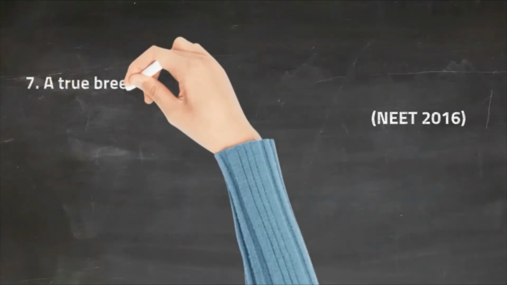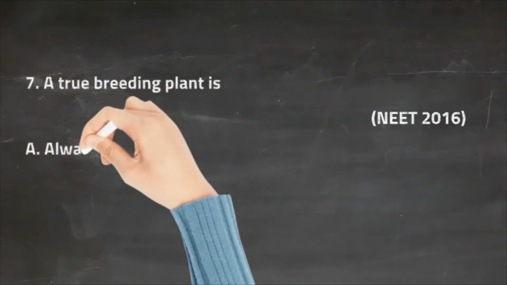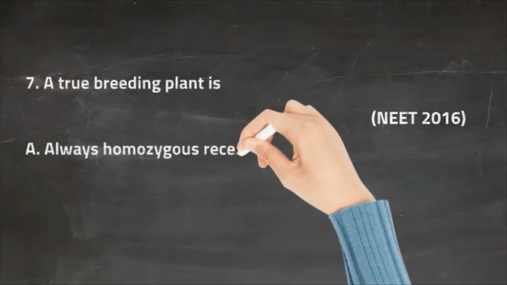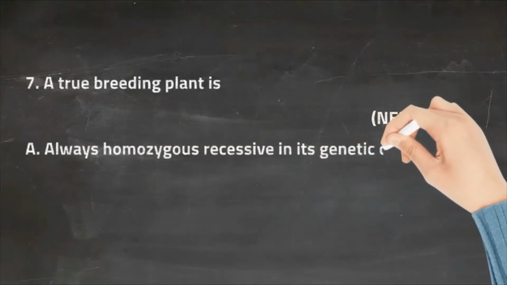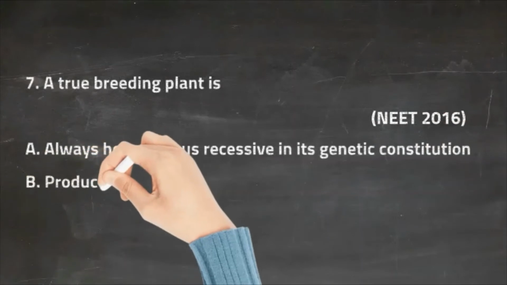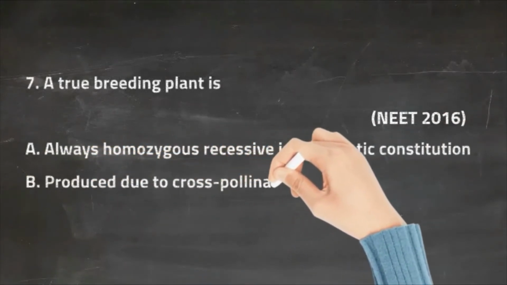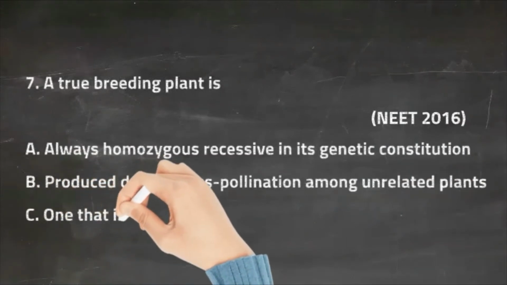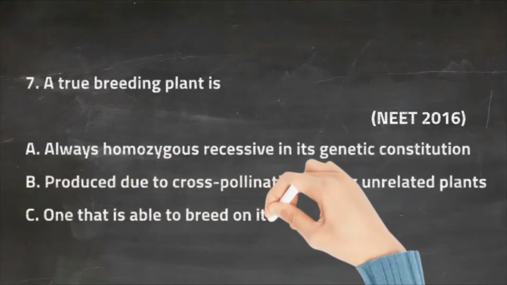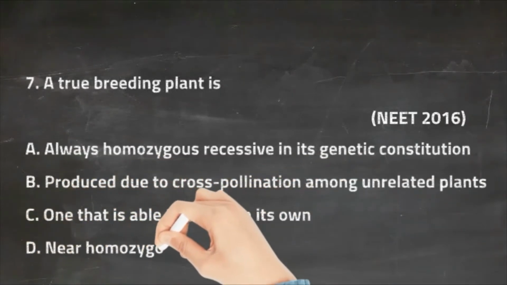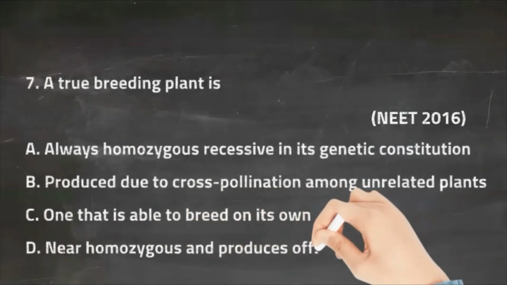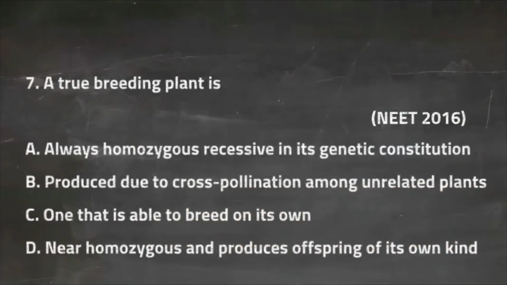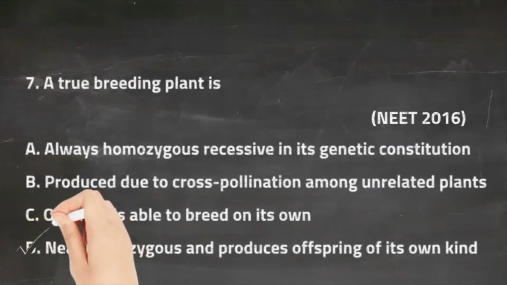The seventh question is: a true breeding plant is, option A is always homozygous recessive in its genetic constitution. The option B is produced due to cross pollination among unrelated plants. The option C is one that is able to breed on its own. The fourth option is near homozygous and produces offspring of its own kind. So the right answer for this question is option D, and that is near homozygous and produces offspring of its own kind.